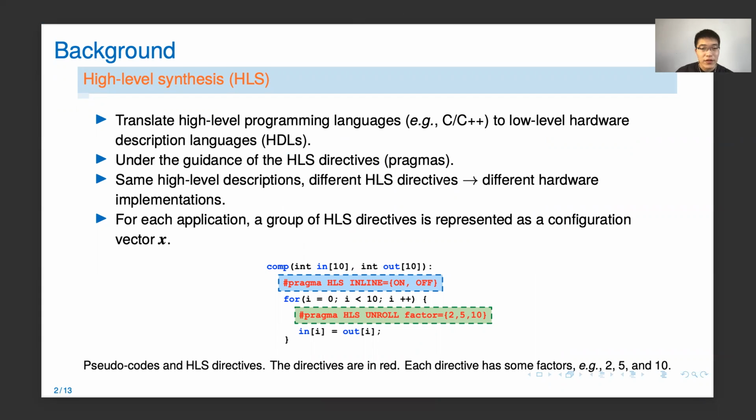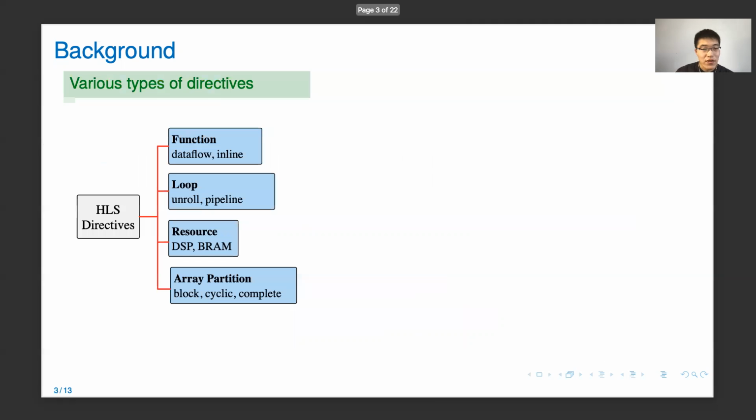In this work, for each application, a group of HLS directives is represented as a configuration vector X. Here's an example. There are two directives, and each directive is denoted as an attribute in the configuration vector X. There are various types of directives, for example, data flow, inline, pipeline, block partition, and so on.